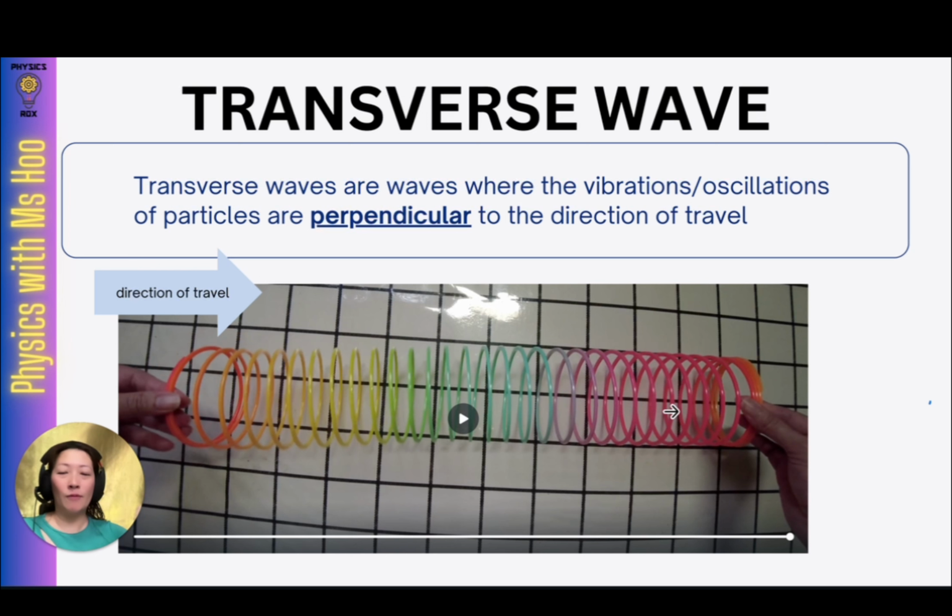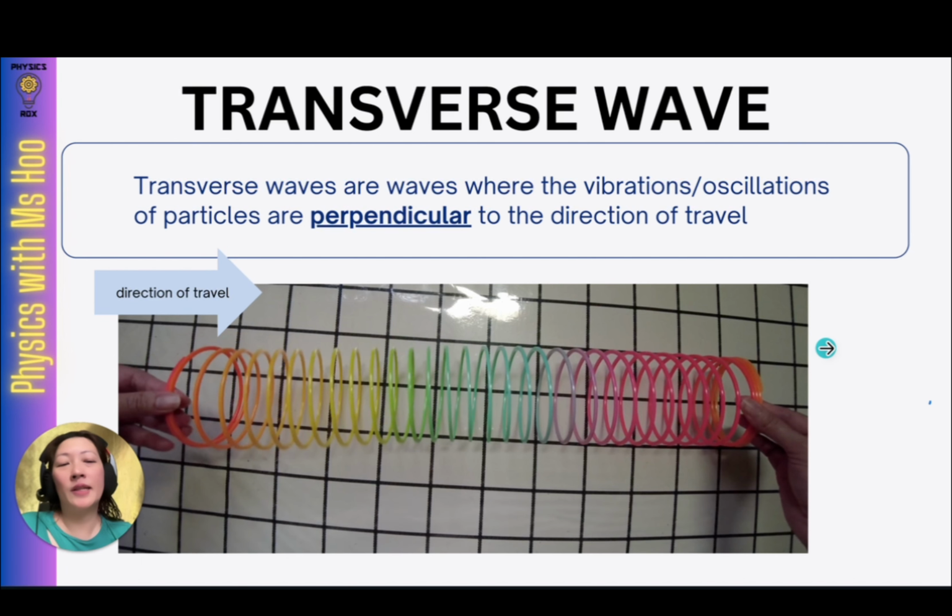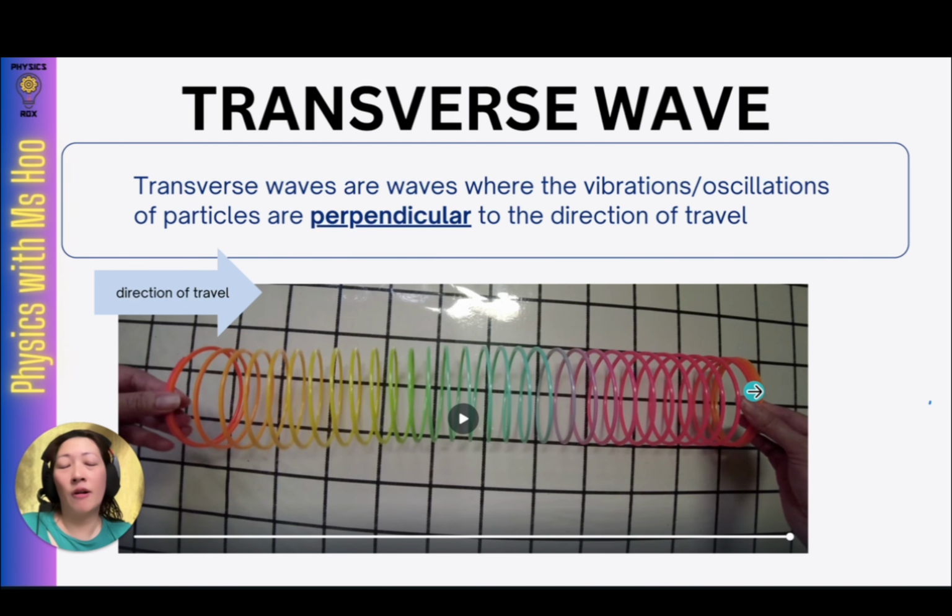Ignore the up and down movements. Generally, the energy started on the left, and then on the right, it was traveling from left to right. Now, if we were to observe the direction of the wave vibration or oscillation, you'll find that they are perpendicular to the direction of travel.